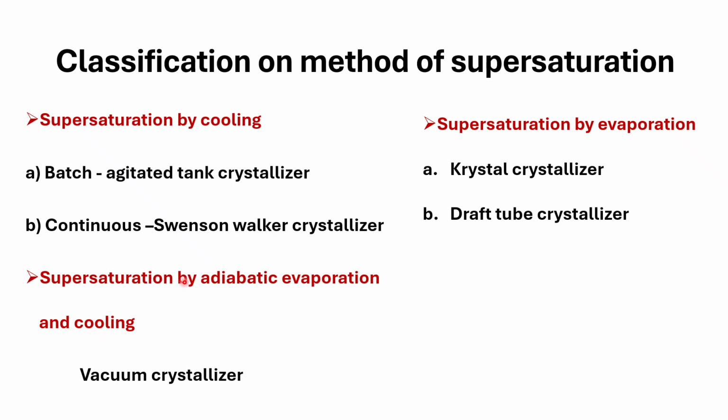Next is supersaturation by adiabatic evaporation and cooling. Here it mainly occurs in the vacuum crystallizer. Since the pressure is reduced, the temperature of crystallization, or temperature of supersaturation, is reduced, so that supersaturation occurs, nuclei form and crystal growth occurs. Next is supersaturation by evaporation. Here we have continuous crystallizers like the Oslo crystallizer and also the draft tube crystallizer.